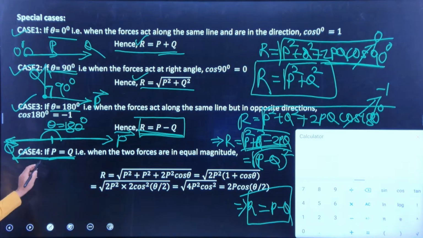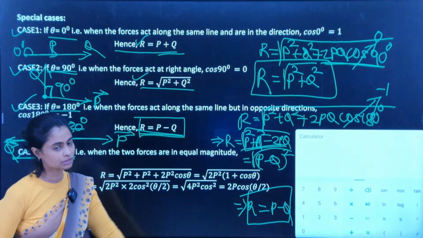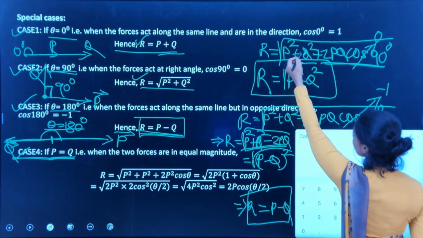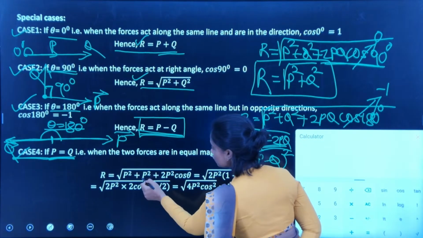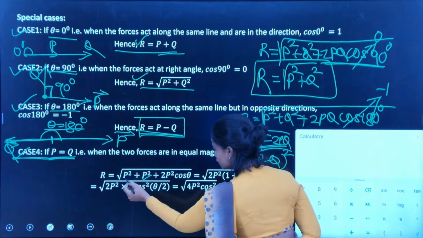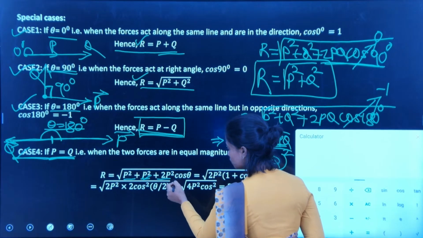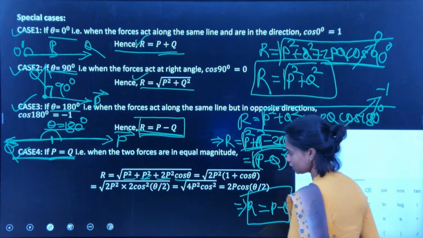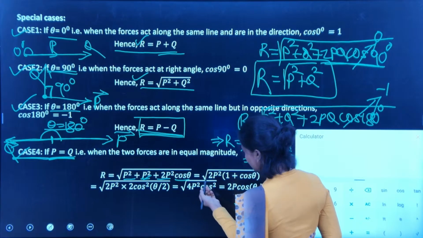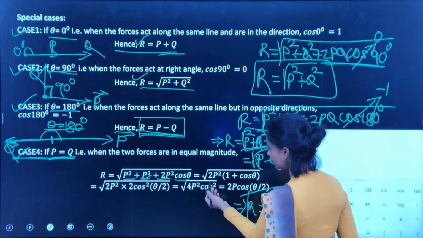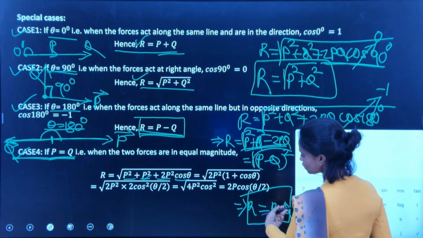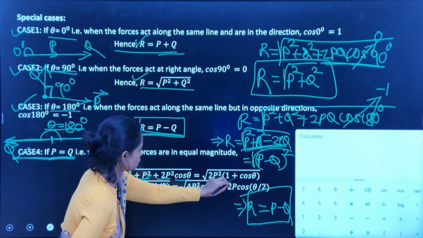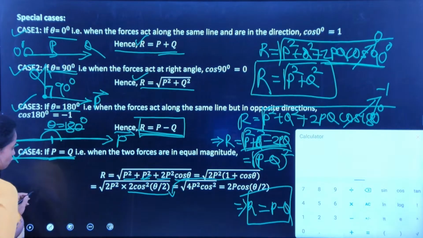See, in the expression of the resultant, in place of Q we have replaced Q by P. So we are getting this expression P square plus 2P square cos theta, right? Theta can take any value, right? If you go with the simplification, we get 2P square into 1 plus cos theta, and this 1 plus cos theta can be replaced using an identity.